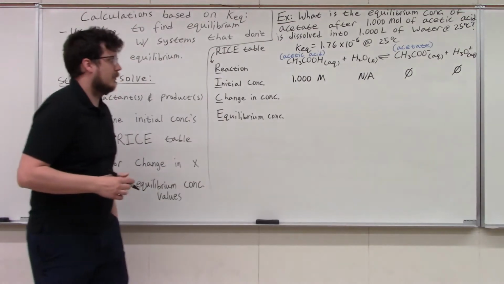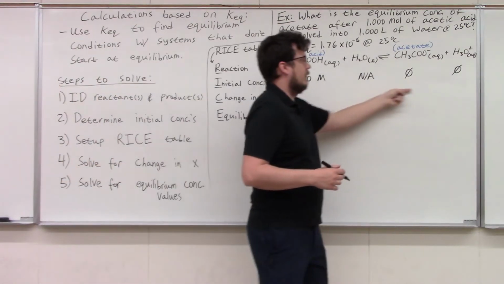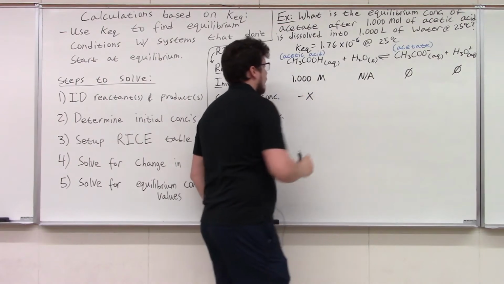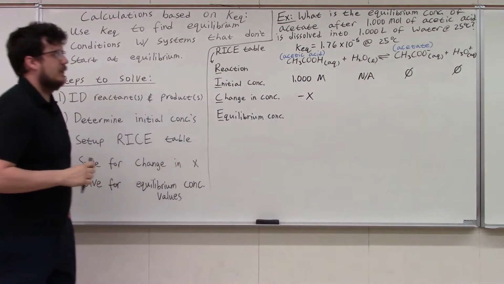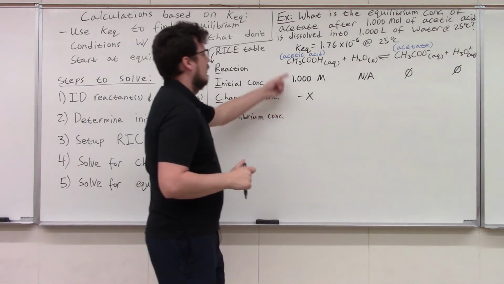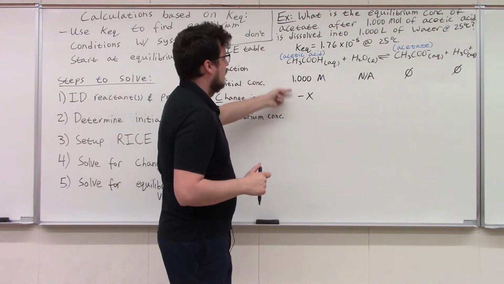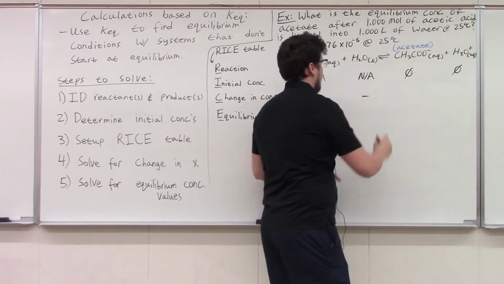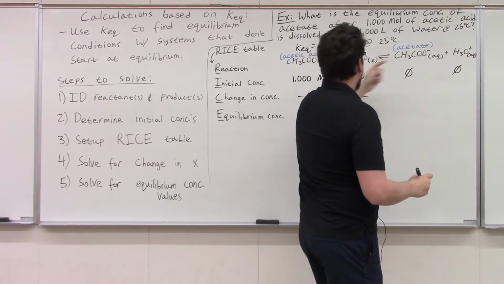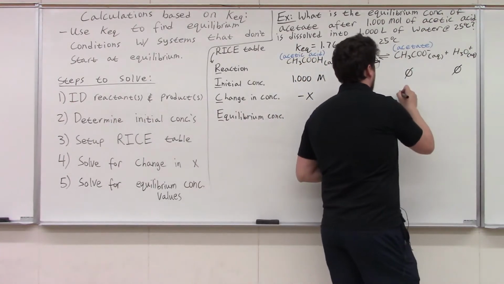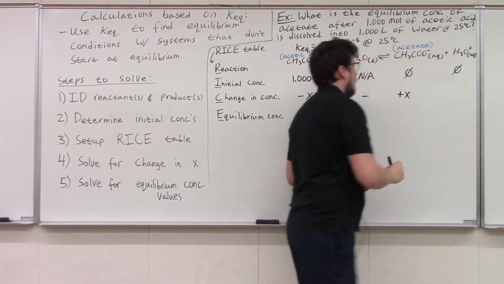So the change is going to be a shift to the right. That means I'm going to lose some amount of CH3COOH, so I'm going to say minus X. I'm going to say minus 1X here because I only use one of these. For every one of these I lose, again, this guy doesn't matter. And for every one CH3COOH that I react, I get one acetate, so I'm going to say plus X.